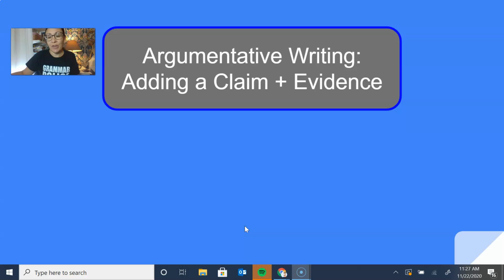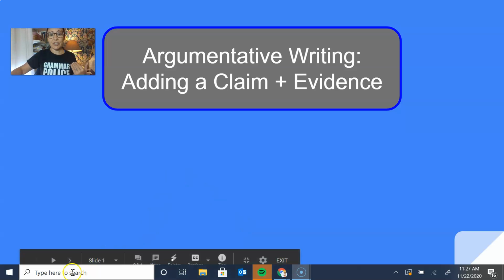So as you know, with argumentative writing, you have to take a side, a stance on a topic. You have to deliver a claim, which is really just your opinion on the topic. But an opinion is an opinion. It doesn't mean anything unless it is backed by evidence. So today we're going to talk about how to insert that evidence into your writing to make your argument stronger.